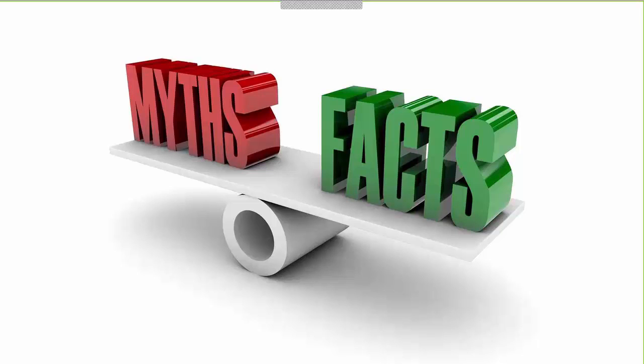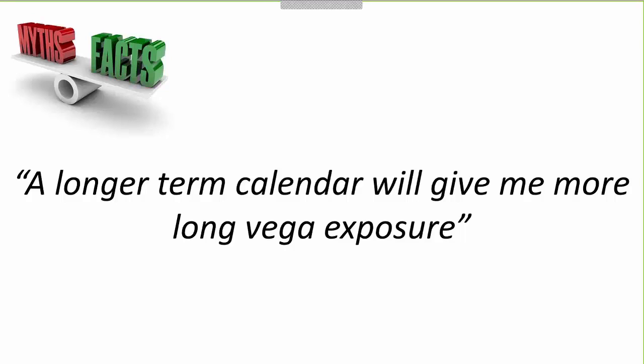So let's get started. First thing, a long-term calendar is going to give you more long Vega exposure, right? So another way of saying this is that if you buy a calendar that's further out in time, you've got a much bigger Vega component, and most people would say risk, right? You're betting on volatility going up in order to make money. And with a big Vega, if you go out in time, if volatility goes down, that's where you start getting hurt, right? And sometimes pretty significantly, okay?